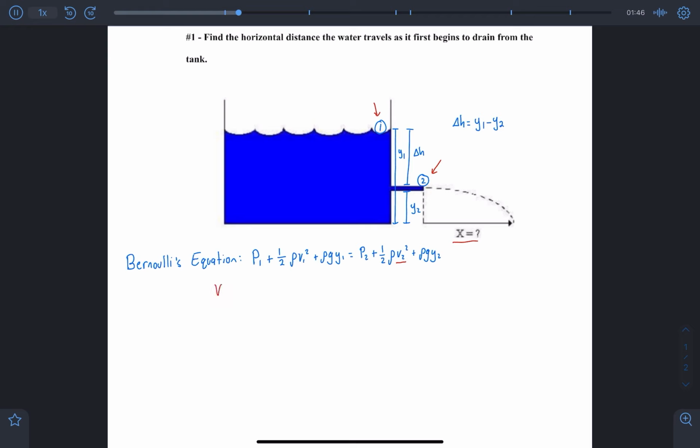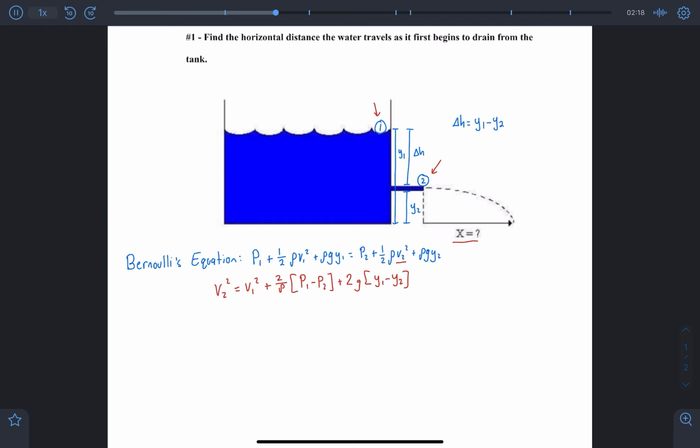Rearranging the equation, we get that V2 squared is equal to V1 squared plus 2 over our density multiplied by our pressure 1 minus pressure 2, plus 2 times our gravity multiplied by our difference in heights. I skipped a couple steps in my rearranging, but if you want to pause the video and see how I did that, I'm sure you could figure that out.